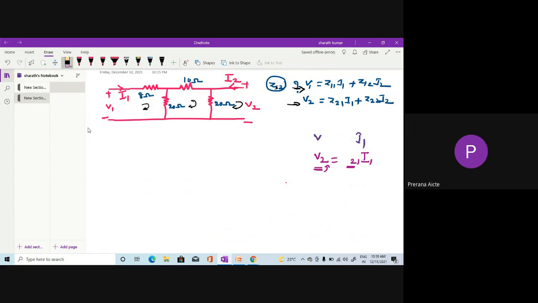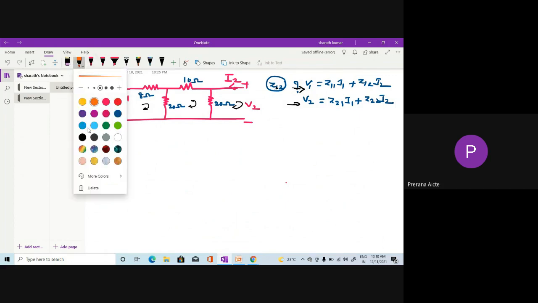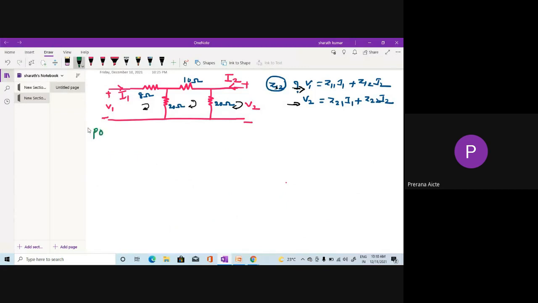So these two equations are over now. We have another port, port 1. Just simply port 1 open. Why are we opening the circuit? Because Z parameters are called open circuit parameters. By opening the circuit only, we obtain the values. So port 1 open circuit is nothing but I1 equal to 0.